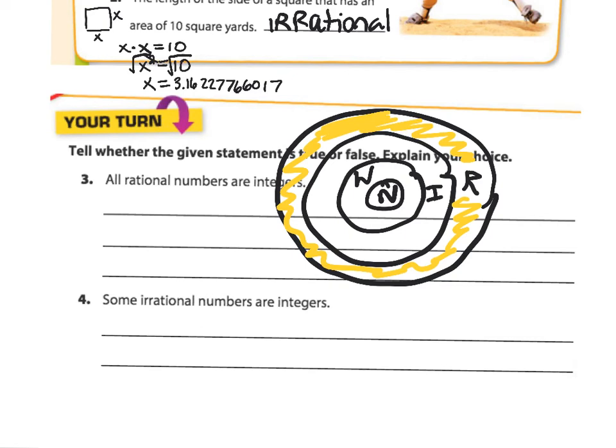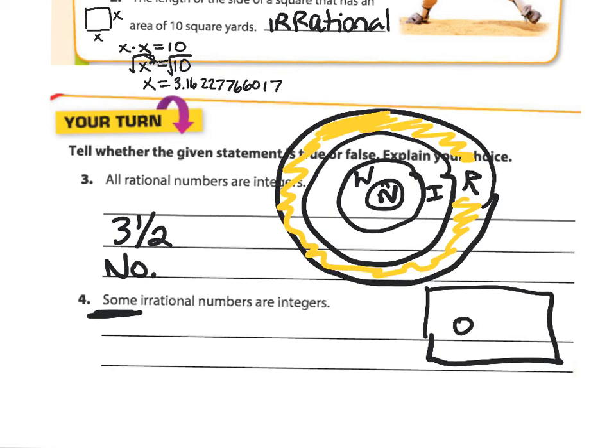So if you have a fraction like 3.5, that is a rational number. Is that an integer? No. Integers are 1, 2, 3, 4, 5, add 0, and the opposites. So you would say no, it is a fraction. It does not fit. Now the next question, some irrational numbers are integers. Remember, an irrational number is all by itself. So remember we had that picture over here. We've got our naturals, our wholes, our rationals, and then we have our irrationals all by themselves. So that is not true. Irrational numbers are never integers. So no, both of these are false.